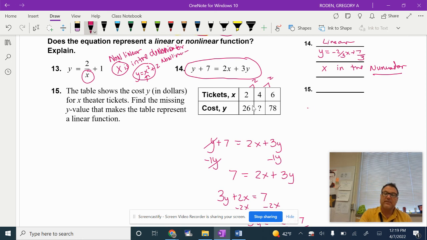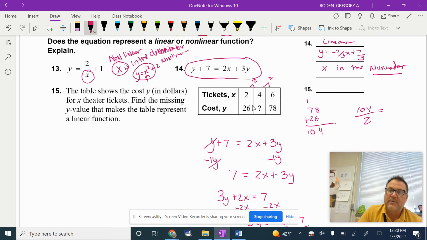So let's see here. What could we do? We could say, okay, what's 78 plus 26? Well, 8 plus 6 is 14, carry the 1. 7, 8, 9, this is 104, right? And then I'm just going to find halfway in between them. So I'm going to add them up, and then I'm going to divide by 2. I'm going to take 104 divided by 2. That's 52.